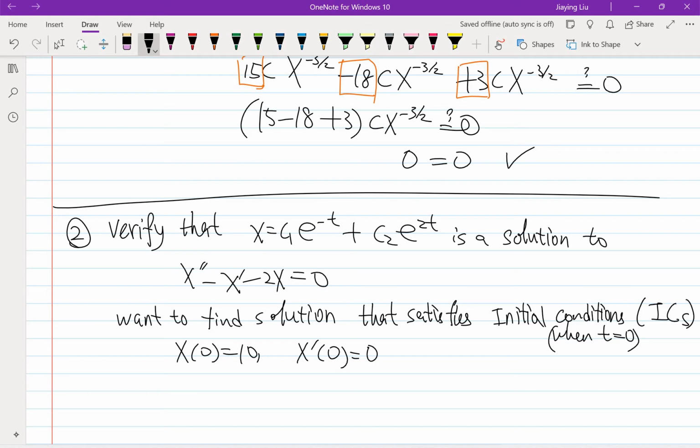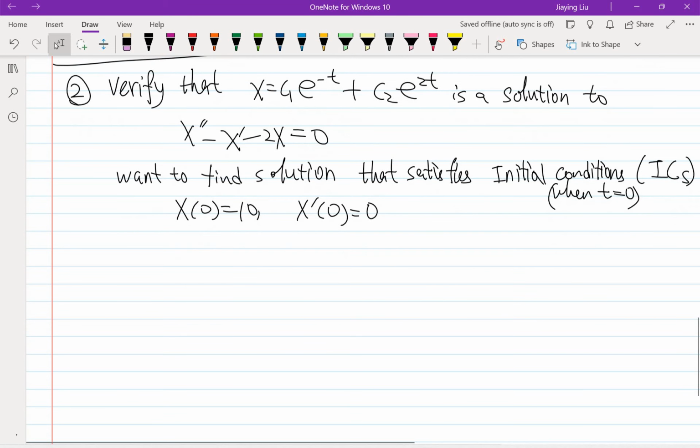So two parts. One is that we want to know if that's the solution to this equation. The second one is that we want to find a solution to this equation that satisfies the initial conditions. They kind of follow from each other. So let's do the first part. Just like we did before, we need to find x prime, find the double prime, put them in there, and see if we have left side equals the right side. Questions?